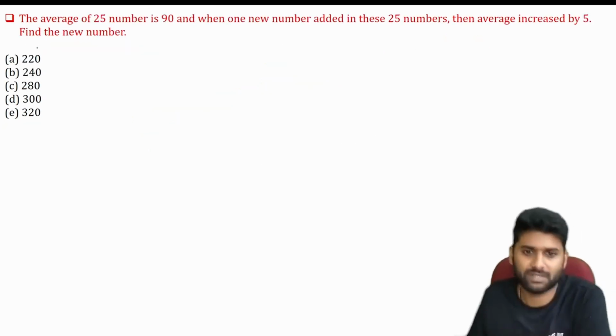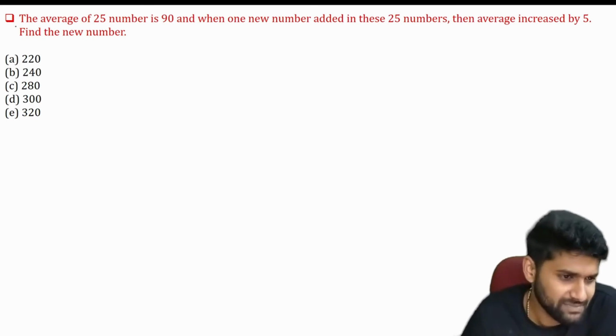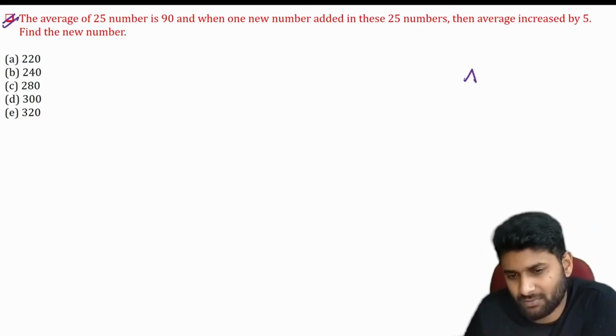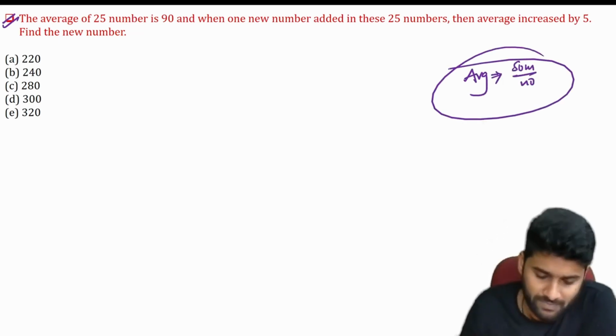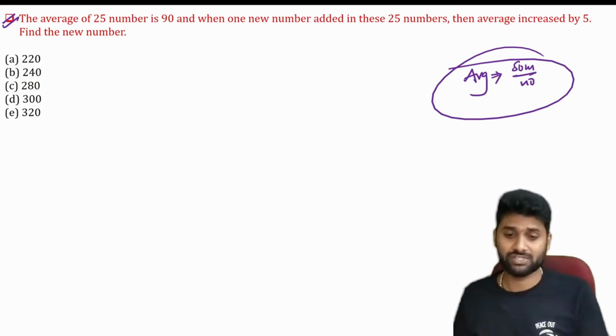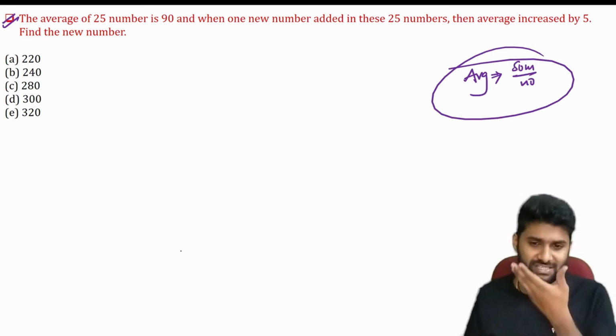Next. Guys, I'm just leaving this question for you. Just write this question down and post your answer in the comments. It's a concept of average. You already know that average is equal to sum by number of items. Just try this question. I'm leaving two questions, one from the simplification concept, another from the arithmetic part. Just try these two questions and post your answers in the comment section.